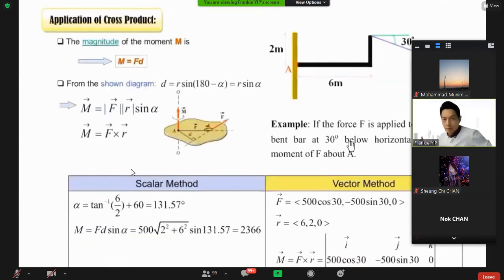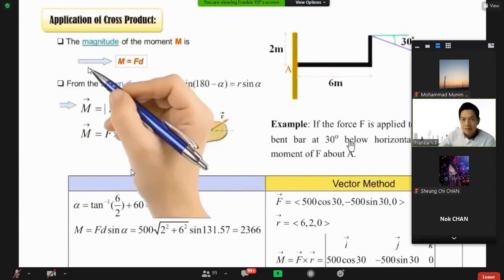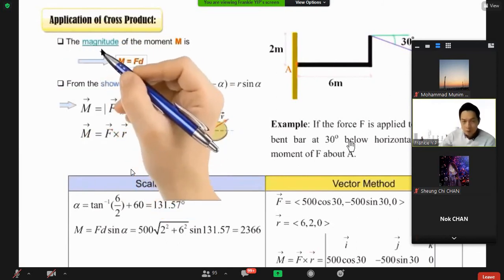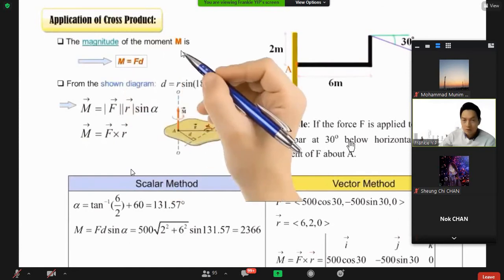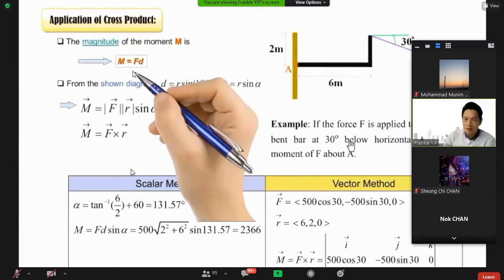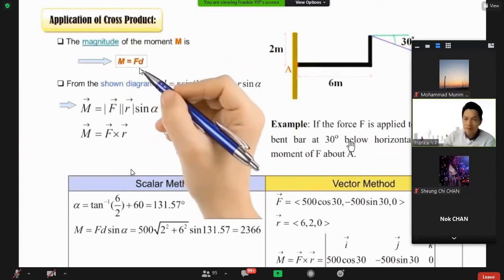Okay, let's talk about the application of cross product. First of all, when do we need to use the cross product? Think about this. In many cases, we use it when we take a look at the operation of moment. Moment is something like F times D.